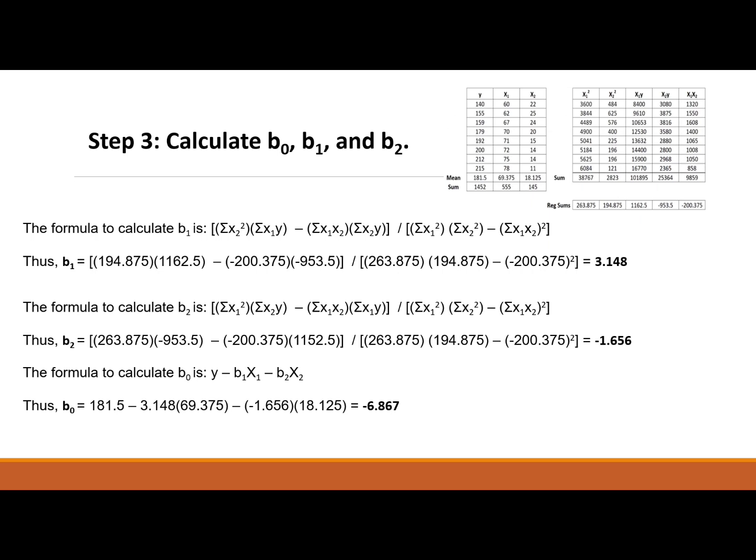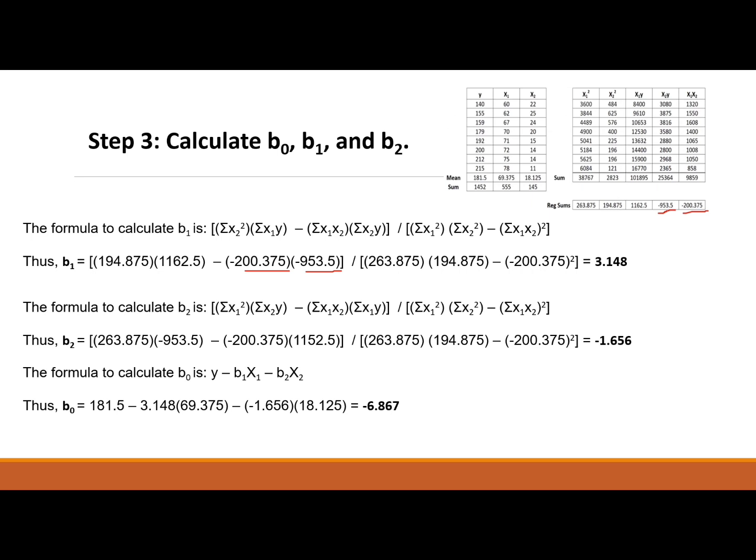Then we have to minus the summation of x1 and x2. So negative 200.375. Then we're going to multiply this by the summation of x2y. Where is the x2y? So here, the negative 953.5.